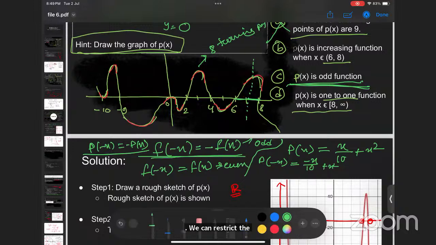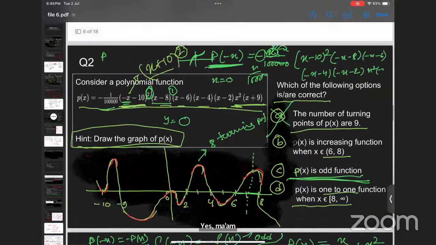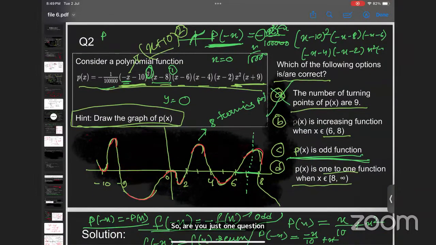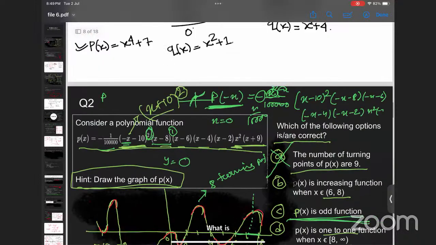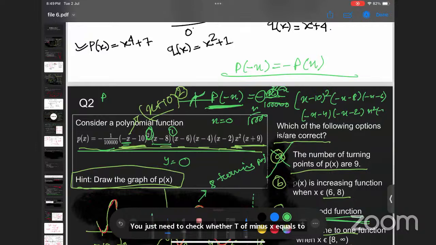Madam, just one more question. Can you explain what would happen if it is an odd function? What if it is even? You need to check the condition only. You have p here, right? You can see the function p. You just need to check whether p of minus x equals to minus p of x. You just need to check this condition, okay?